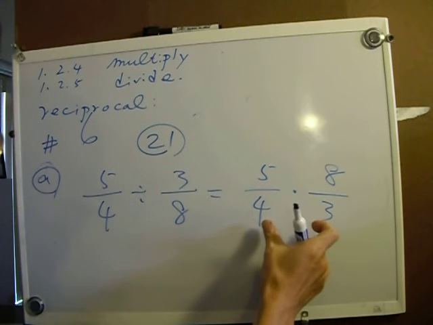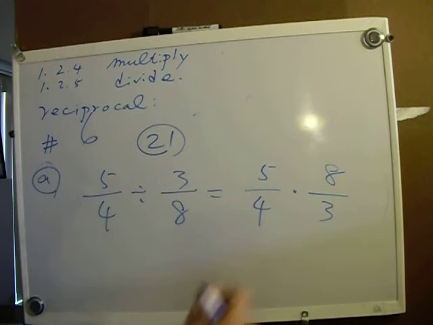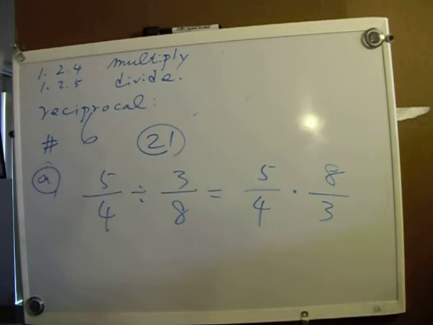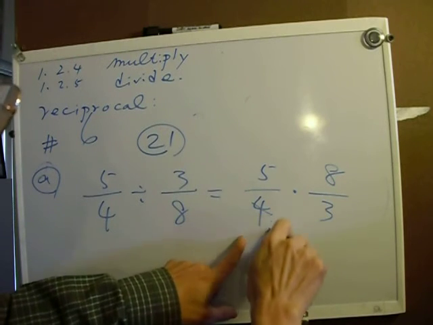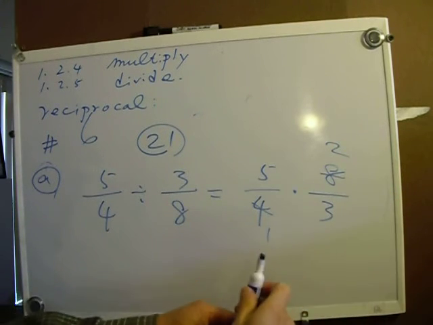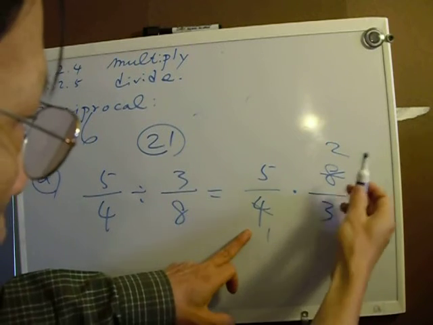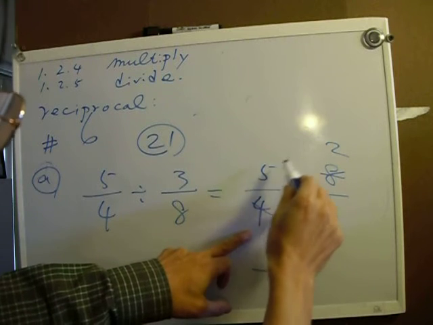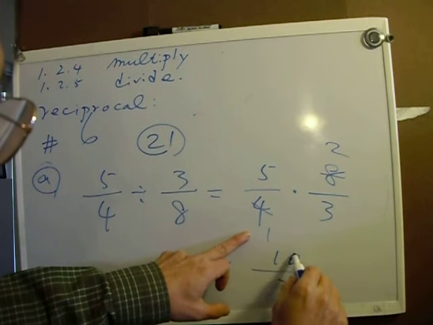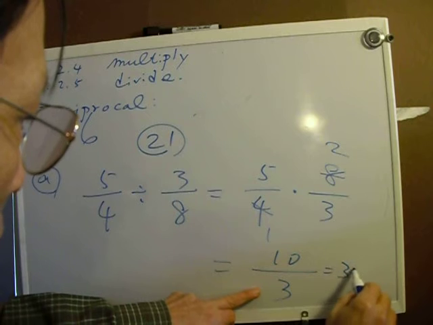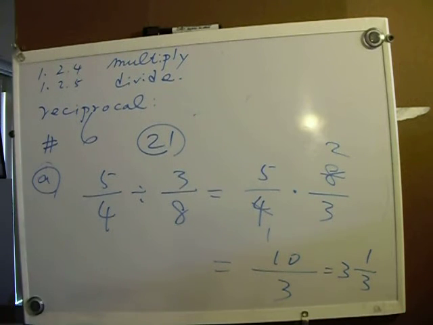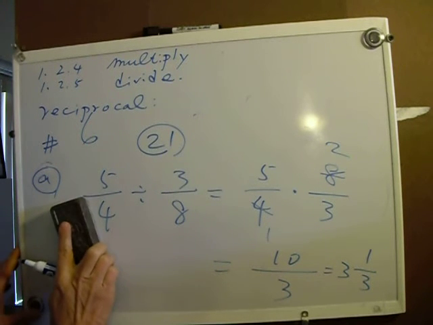If you can reduce before you multiply the numerators and denominators, do so, because that will make your numbers smaller. As you can see, 4 and 8 reduce to 1 here and 2 here. Then there's no more reduction to do. 1 times 3 is 3, 5 times 2 is 10. So it's 10/3, or you write 3 and 1/3. That's how we do the simple division problem.